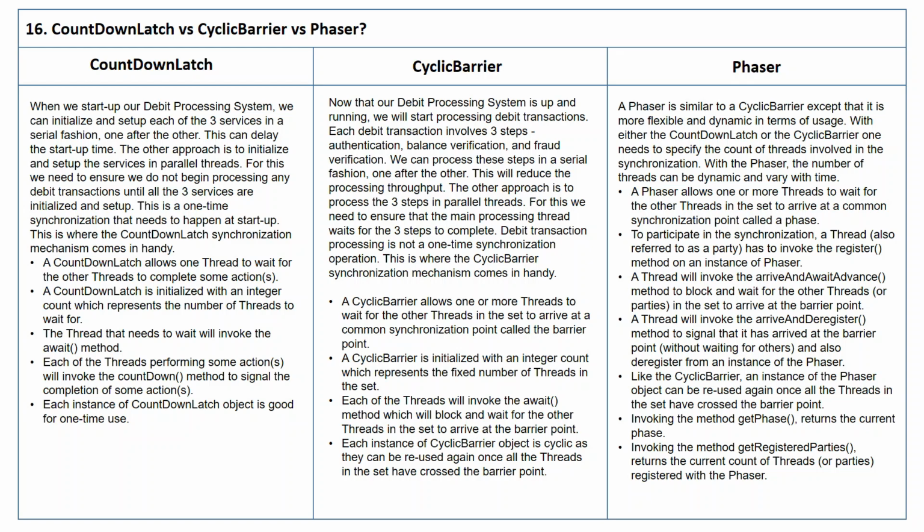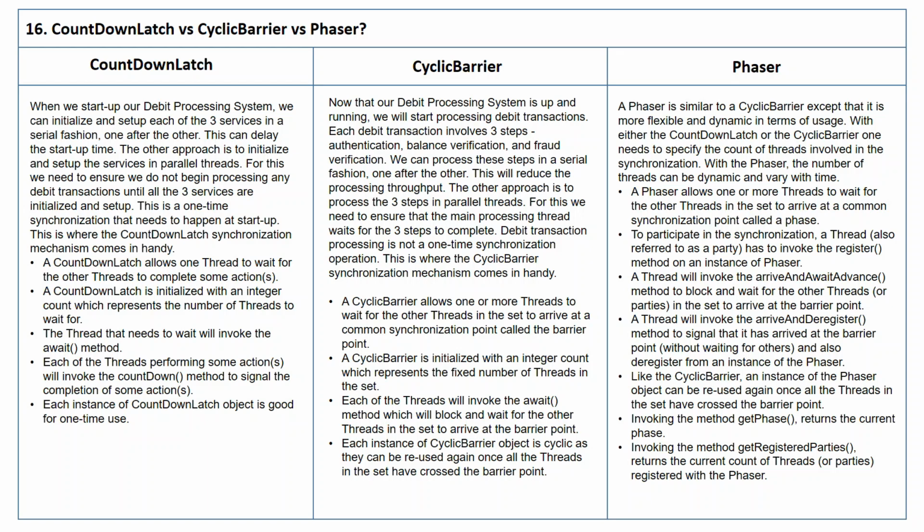A thread will invoke the arriveAndAwaitAdvance method to block and wait for the other threads, or parties, in the set to arrive at the barrier point. A thread will invoke the arriveAndDeregister method to signal that it has arrived at the barrier point, without waiting for others, and also deregister from an instance of the phaser.